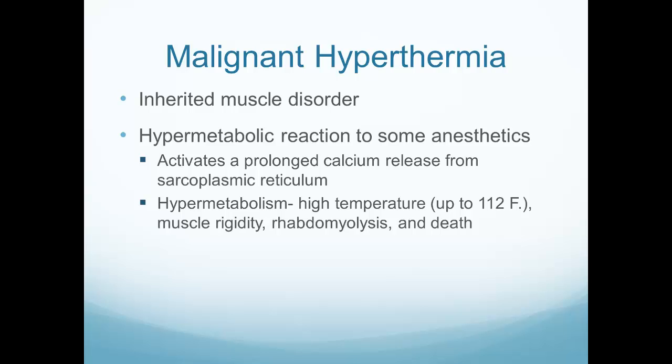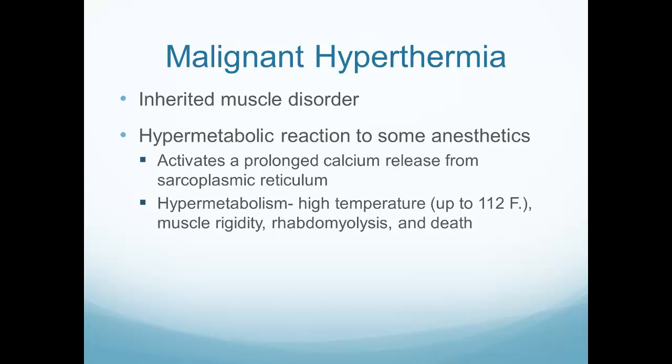The high temperature, the hypermetabolism, is caused by the severe muscle rigidity that occurs. When you're cold, you get the shivers, and you shiver because shivering increases body temperature. Causing muscle contraction increases body temperature, and that's what happens here.